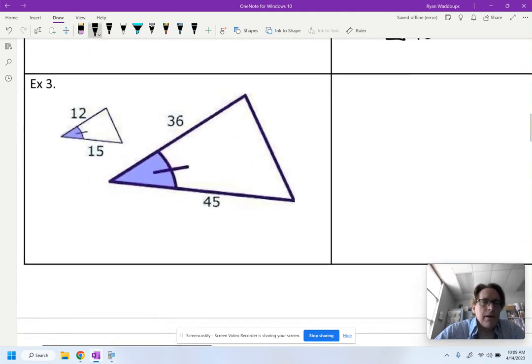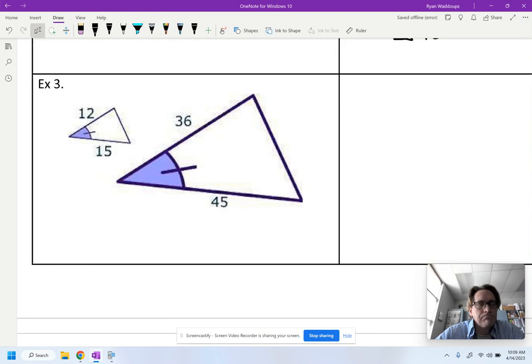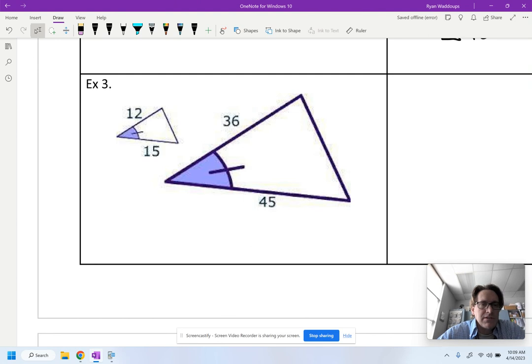All right, let's look at example 3 here. Another way that you can show similarity is through side angle side. If you can show that the two sides are proportional and that the included angle is congruent, then those would be similar. So we can see that these two angles are congruent. They are marked as being such.